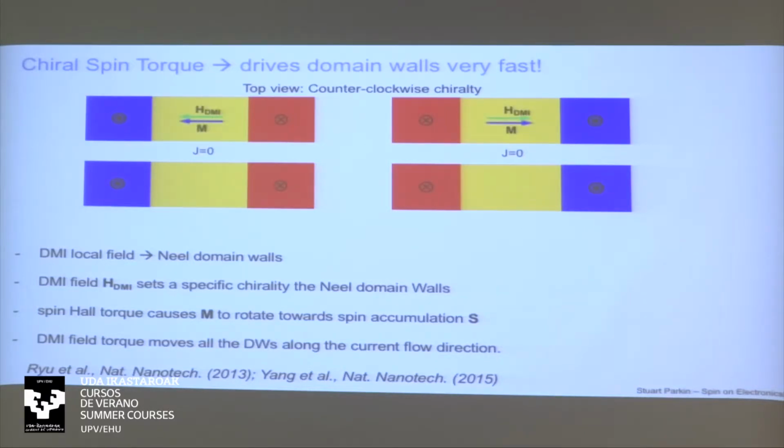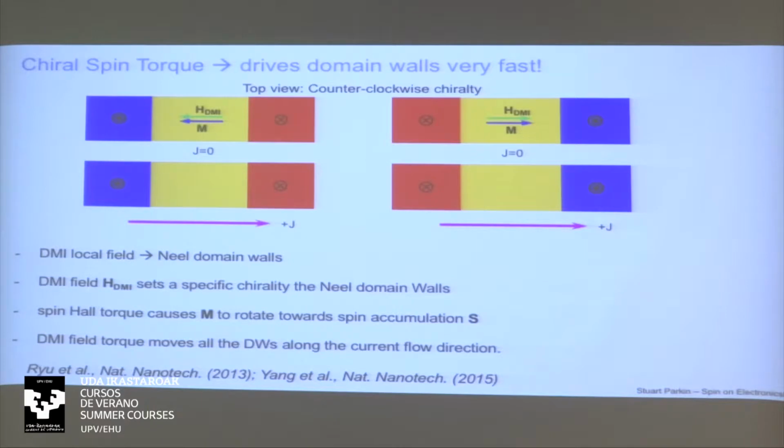And now what we do is, because of this Dzyaloshinskii-Moriya exchange that I mentioned earlier from the interface with the underlying platinum, this generates these exchange fields, which are vector and chiral. And so on the left-hand domain wall, where it rotates from an up, the blue direction, to the red direction, the exchange field points to your left. The next domain wall over, where it goes from a down to an up spin direction, the exchange field points to your right. And that sets the chirality of the Néel domain wall, which is very important.